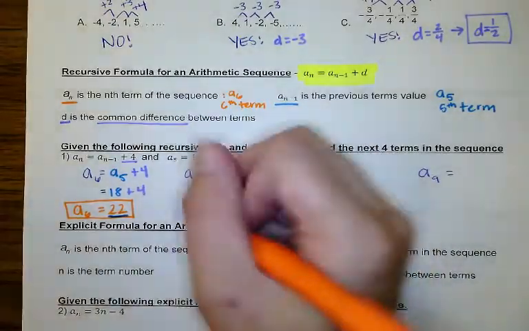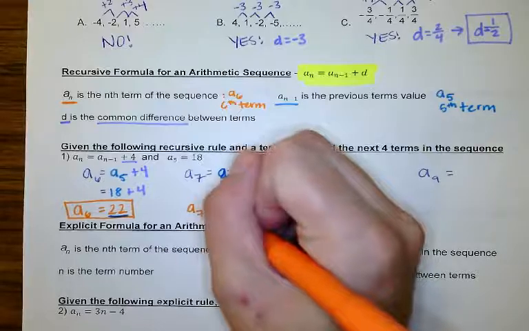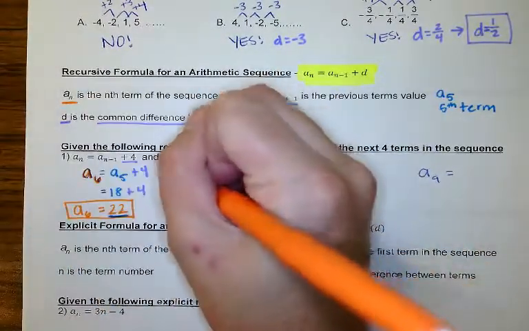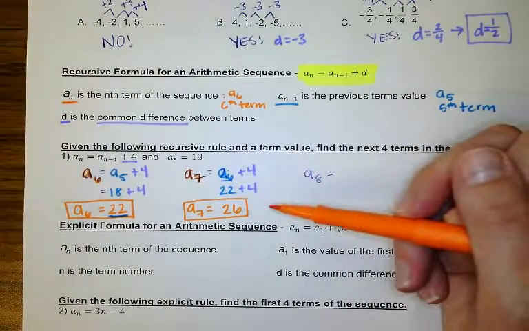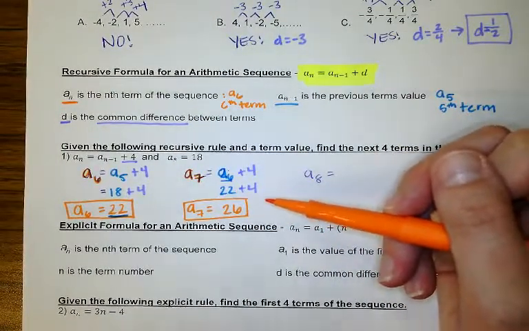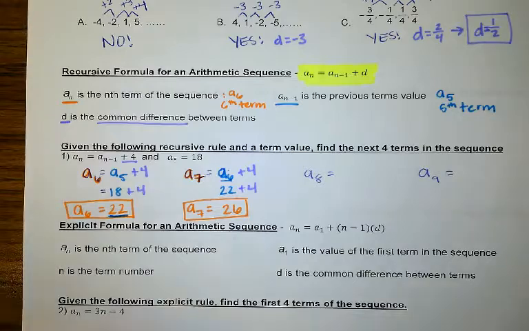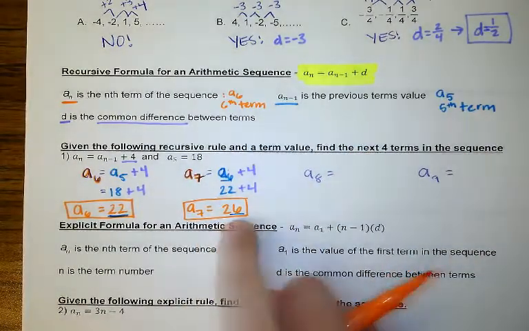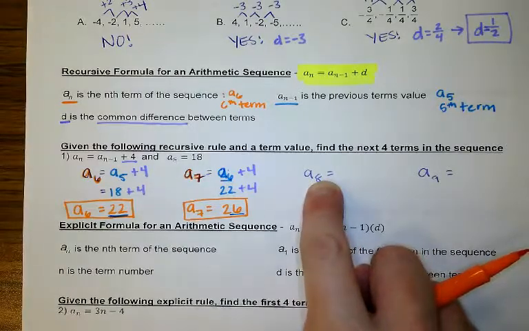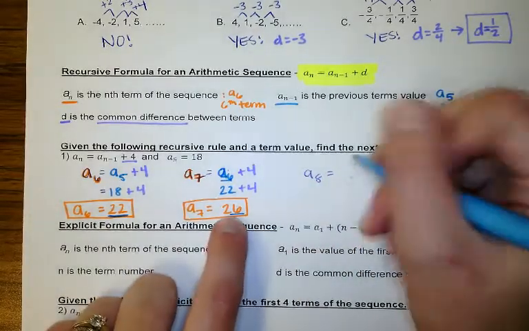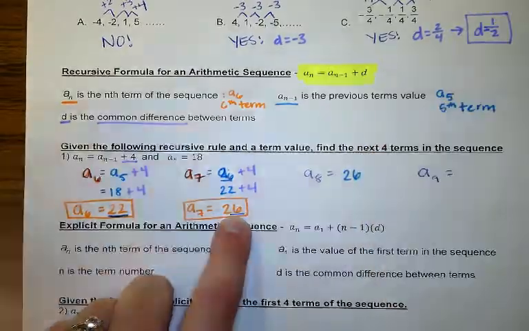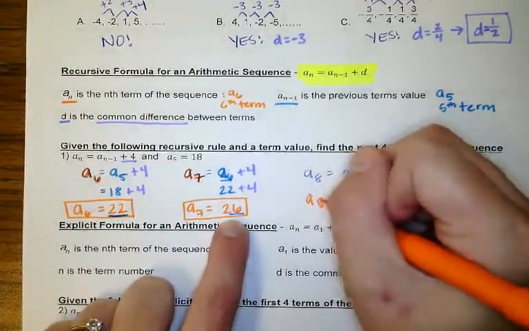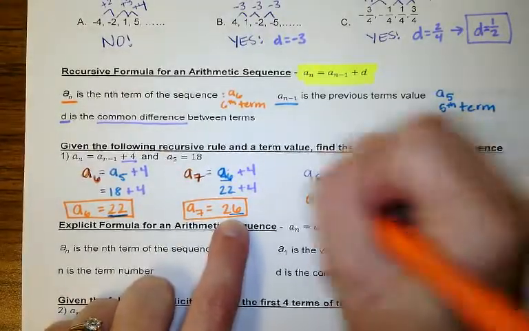Yeah. So a sub 7 is equal to 26. So guys, do I need to necessarily write all this stuff every time? As long as you know the rule, what can you do each time? Just add 4. So guys, I'm going to go out on a limb, a sub 8. Now I'm just going to say a sub 7, which is 26, plus 4 gives me a sub 8 is equal to 30. Are you guys tracking?